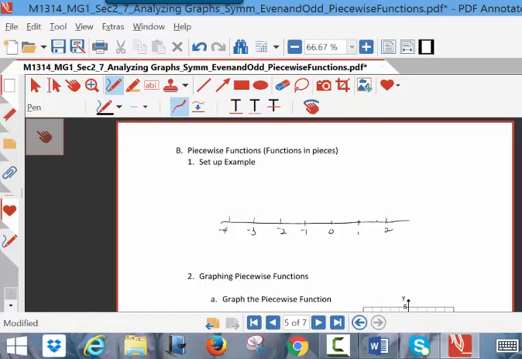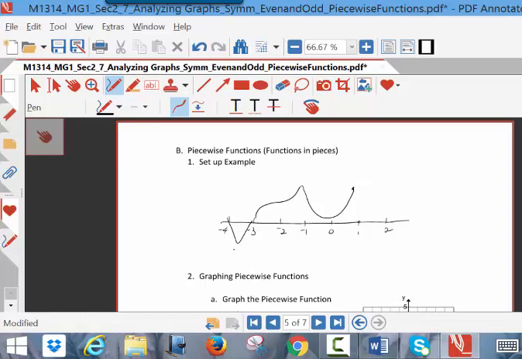And then I'm going to do like a V shape from here to here. And then I'm going to do something like this. And then like that. Okay, so what I have is like parts of a function.